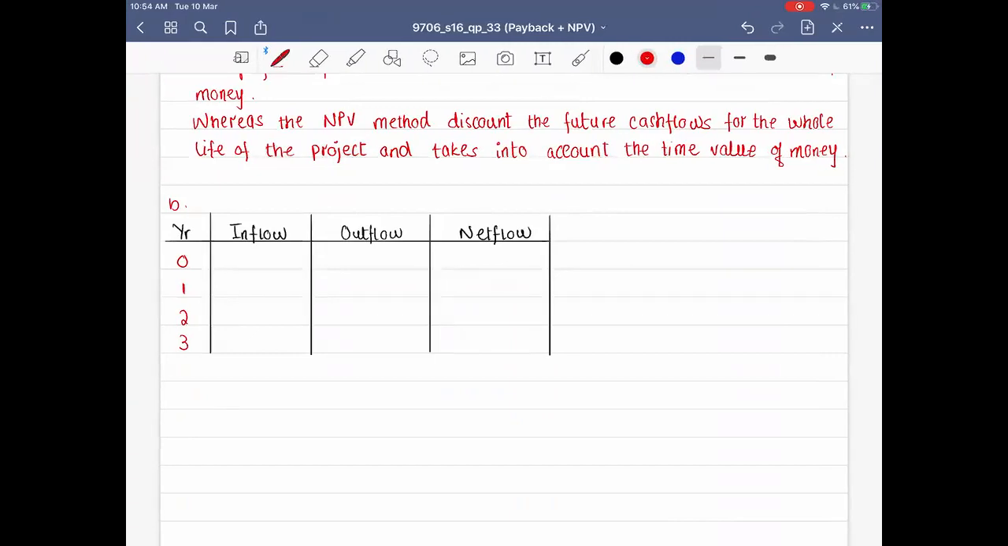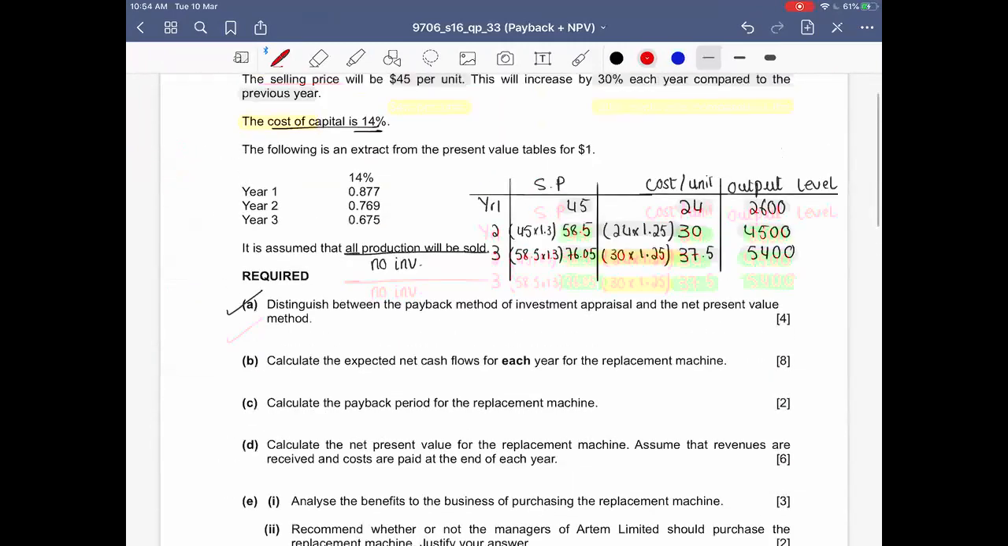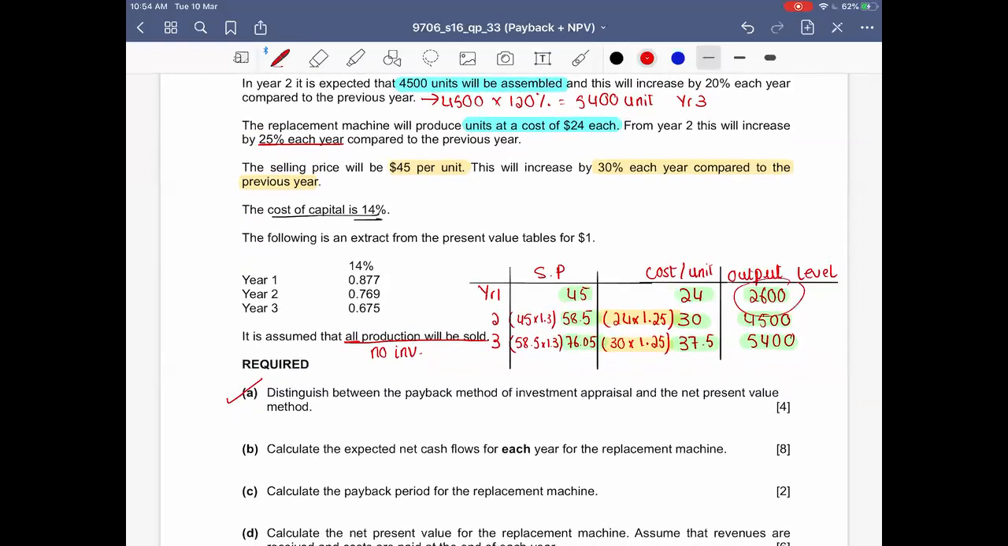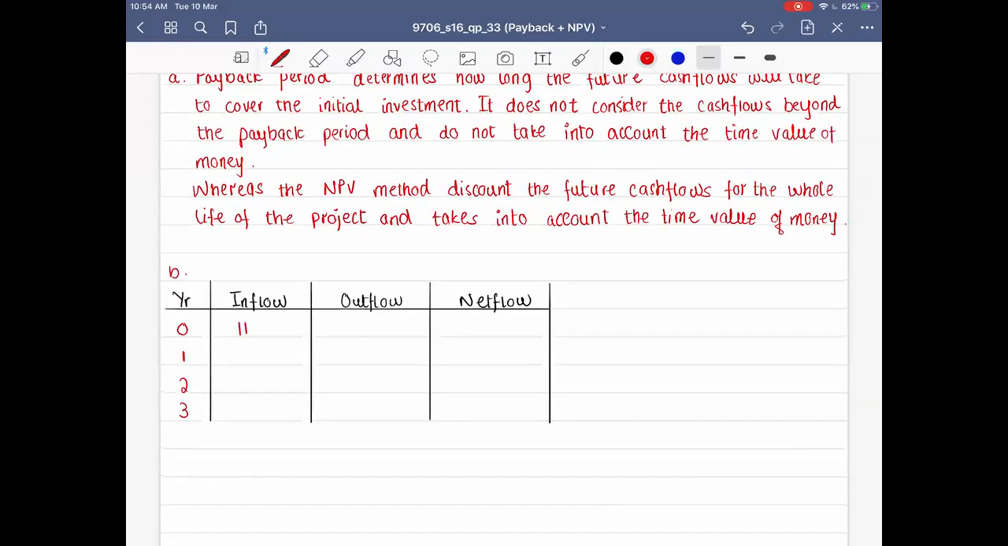Alright kids, so have you actually sorted out? कर लिया आप लोगों ने काम, आप लोगों को टाइम दिया हुआ था कि you should be doing it for yourself, right? सबसे पहले हम इनफ्लोज निकाल लेते हैं. पहले साल के इनफ्लोज क्या हैं? What is our output level? पहले साल का output level is 2600 units multiplied by selling price is 45. 2600 into 45 is 117,000. Not year 0, year 1.